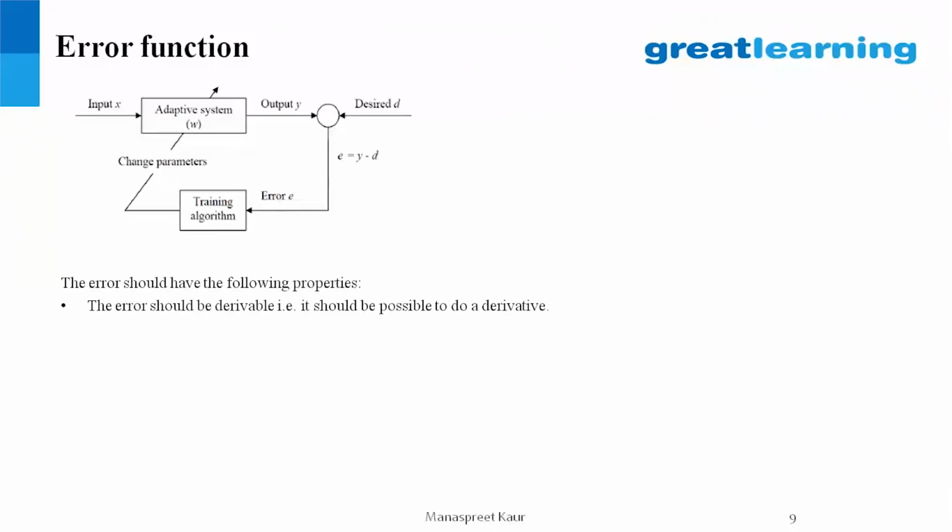One thing to keep in mind is that the error should satisfy some particular properties. This was present in the videos that we saw as well. The first thing being that the error should be derivable, meaning it should be possible to take a derivative. Derivative is nothing but d by dx, what we used to do back in 11th and 12th mathematics. So it should be possible to take a derivative.